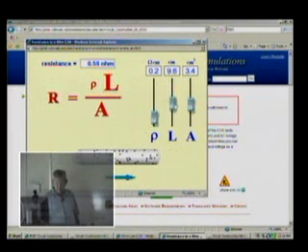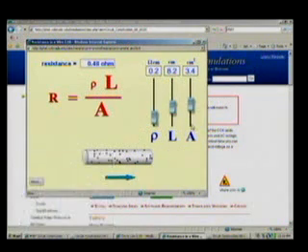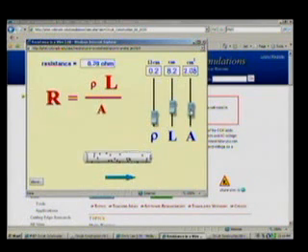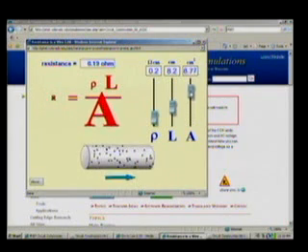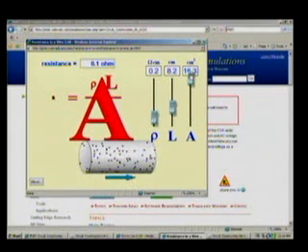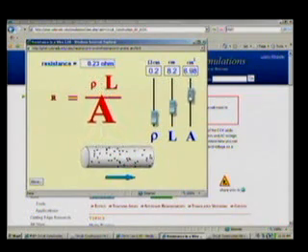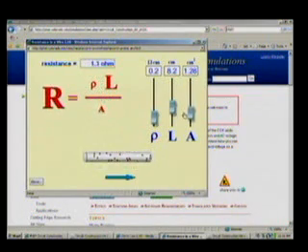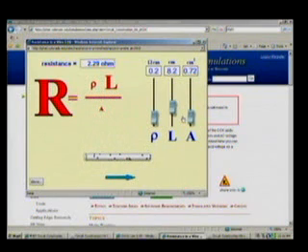Think about that. What happens if we increase or decrease the cross-sectional area? What happens to the resistivity? If we increase the area, yeah, the resistance decreases. If we make the cross-sectional area smaller, then the resistivity increases. This is why. So let's take a look at this.